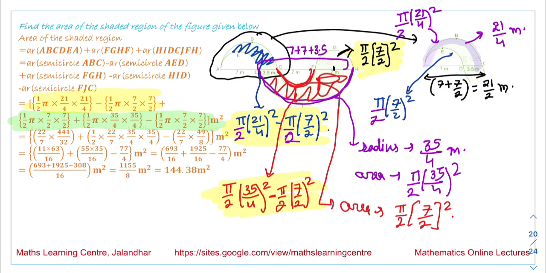You have to multiply all these terms. 22 by 7 is there in all these values. You can multiply these terms and cancel out this 7 over here. 7 5s are 35, 7 7s are 49.